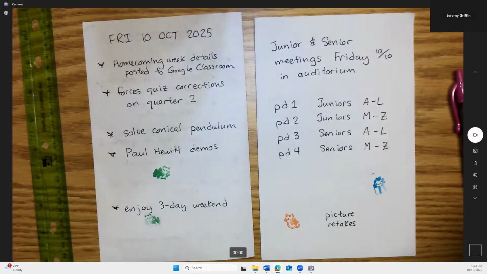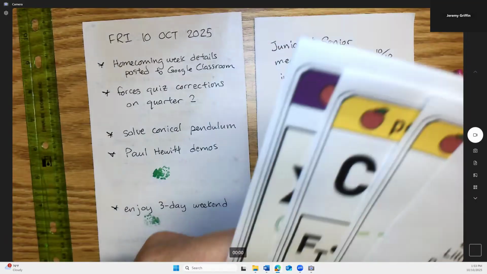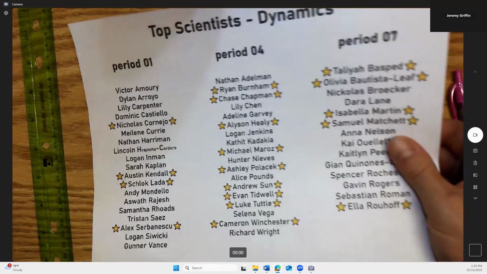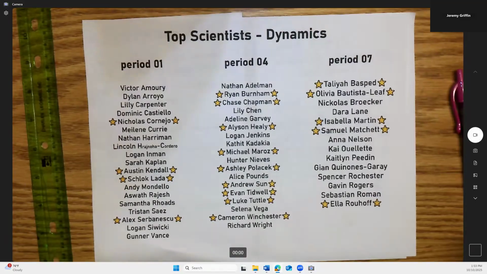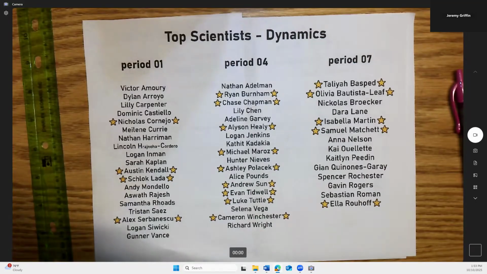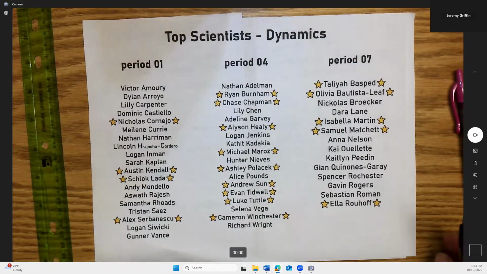Speaking of forces quizzes, I still have to do the top scientists, but here are the top scientists for forces. Awesome job, you made the top scientist list. I just don't know if I have stars. So they got like a percent. Yeah, that's what that means. You did really, really good.